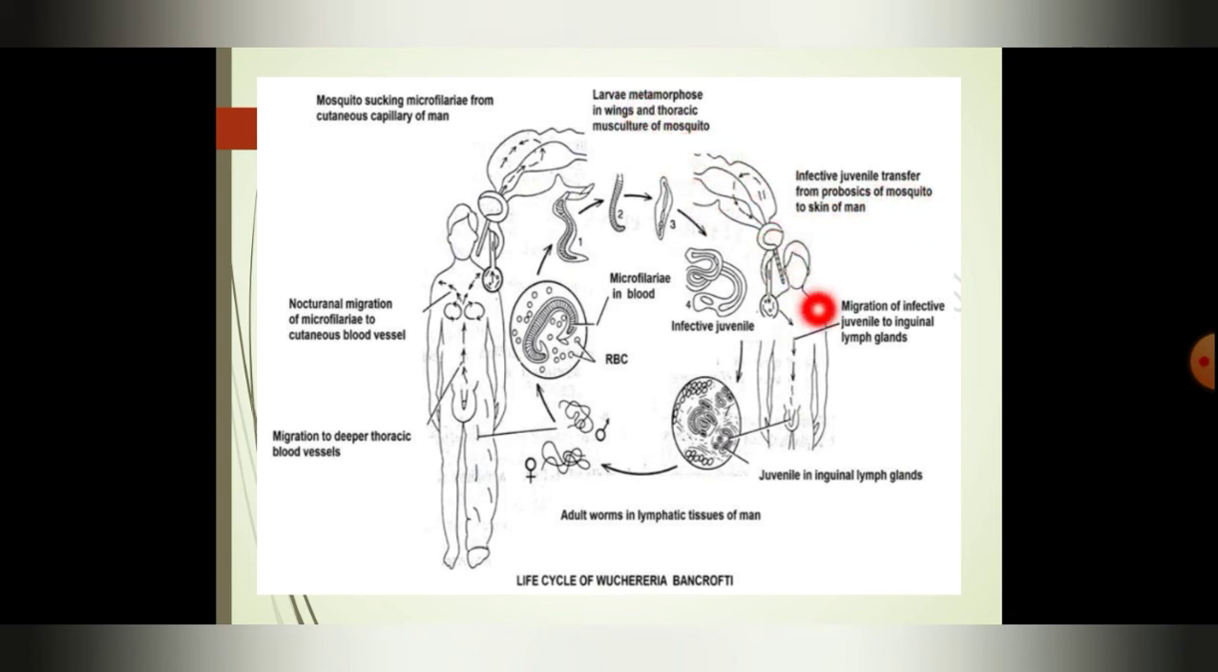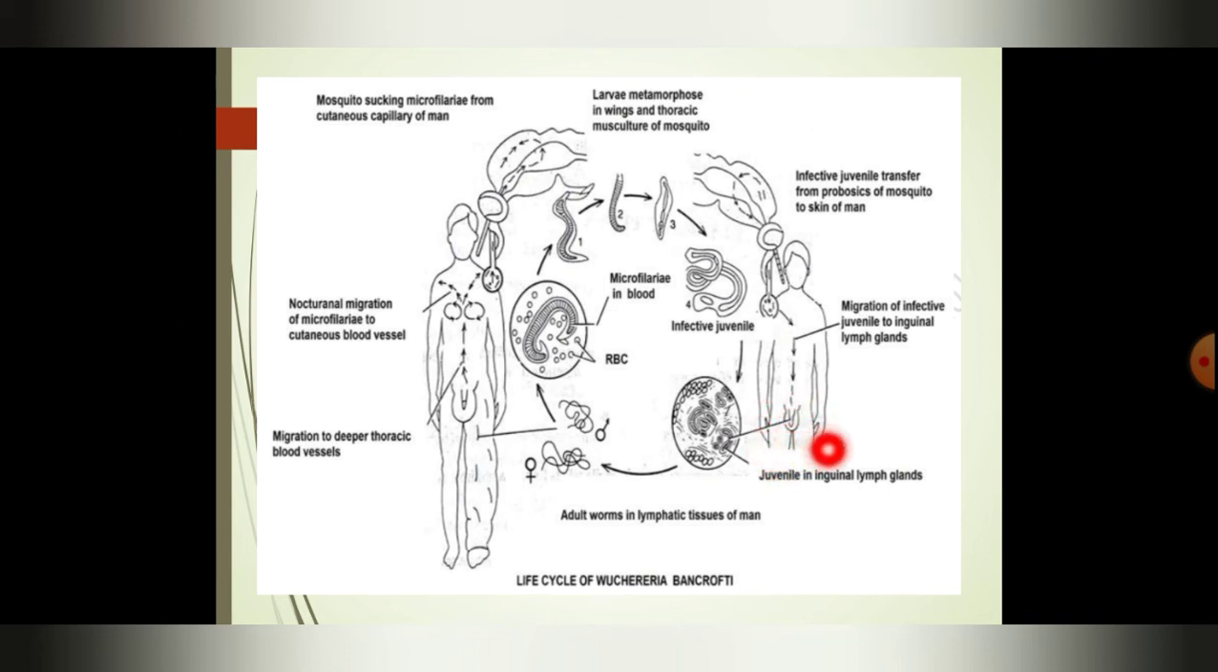In the infective stage, it enters the proboscis of the mosquito. When the mosquito bites again, it will enter the blood of a human being, and then migration of an infective juvenile phase takes place to the inguinal gland, here the lymph gland.